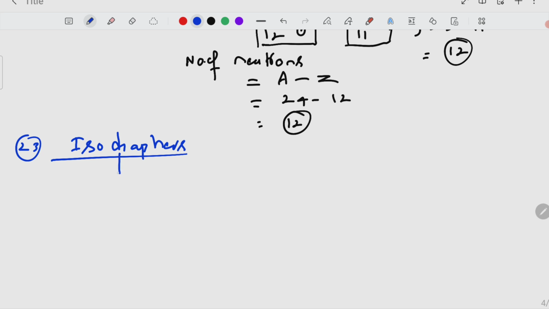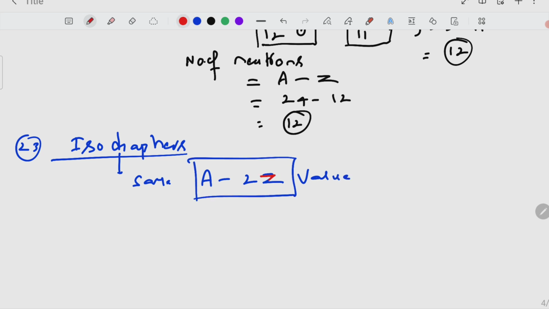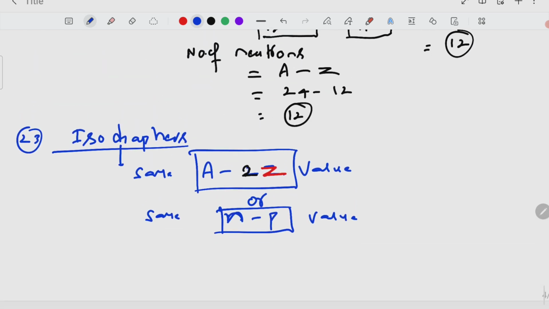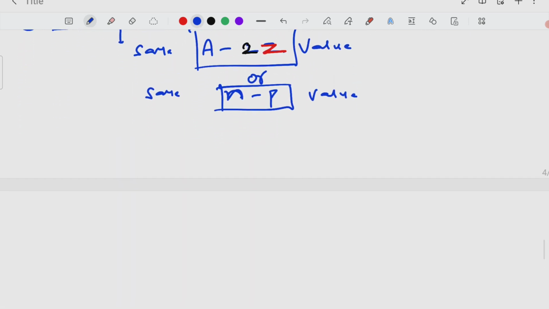Isodiaphers have the same A minus 2Z value. Remember it is 2Z, here it is 2. Otherwise, how can we mention it? Having the same N minus P value. What is N here? N is the number of neutrons, P is the number of protons. So, elements with the same A minus 2Z value or the same N minus P value come under isodiapheric pairs.